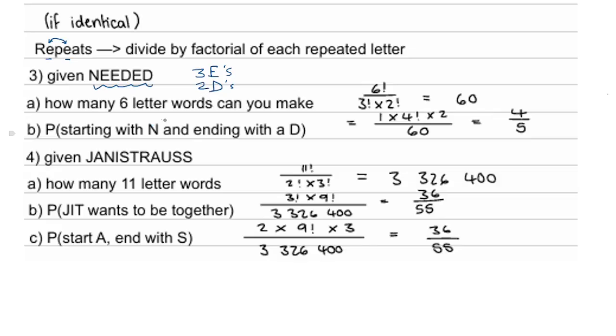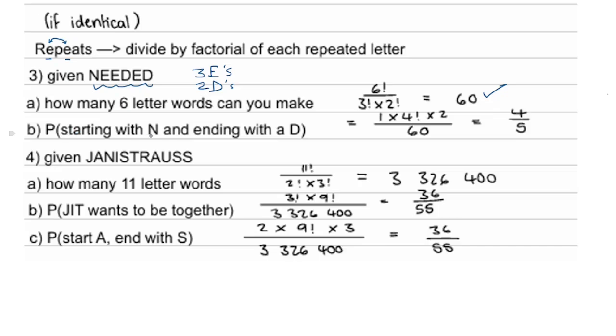How many 6-letter words can you make? There's 6 letters, so it's 6 factorial, but because there are repeats, there's 3 E's, so I'm going to divide it by 3 factorial, and there are 2 D's, so I'm going to divide it by, times, 2 factorial.